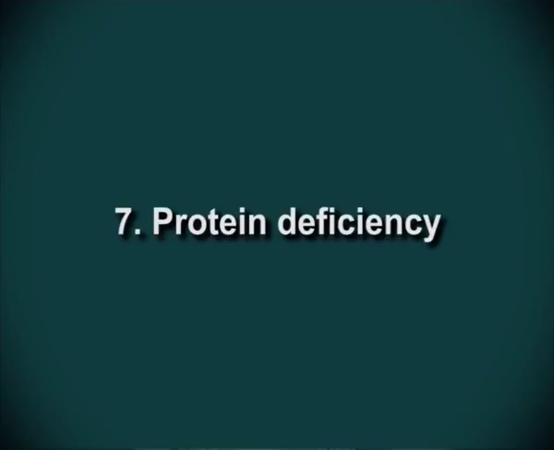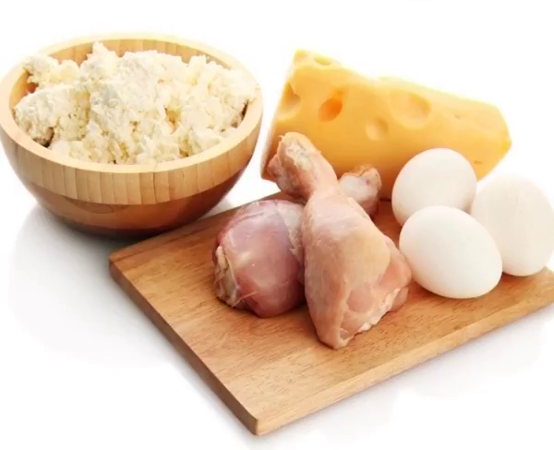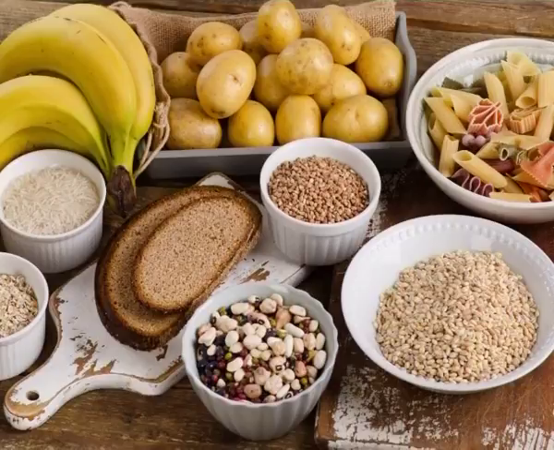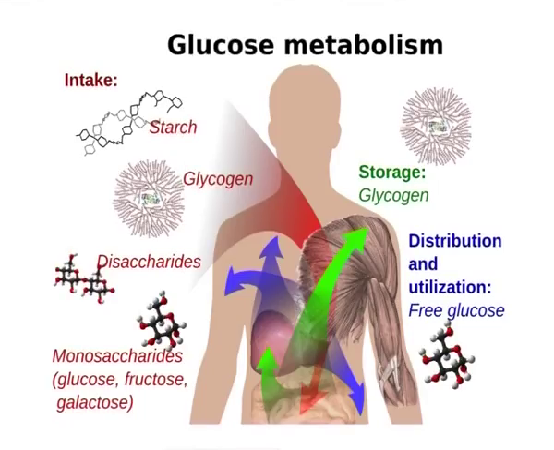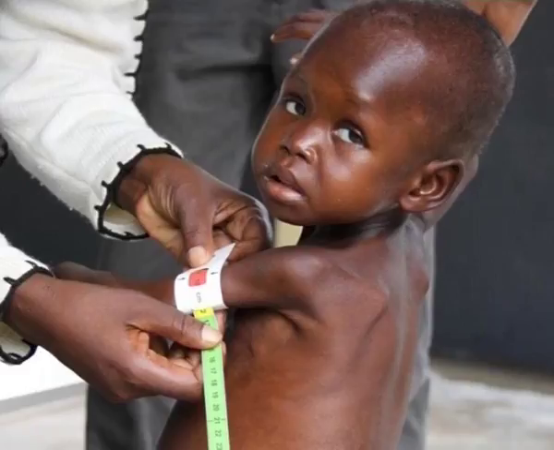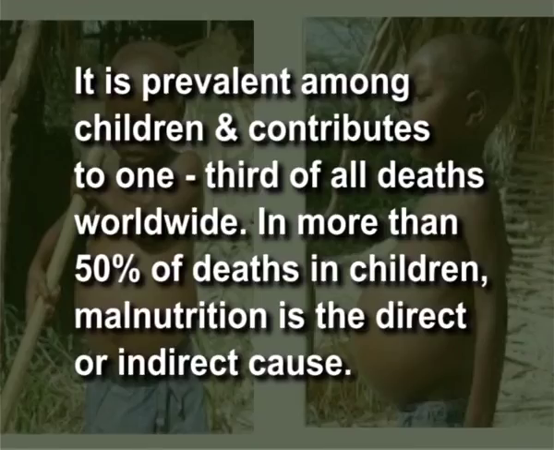The next important subtopic is on protein deficiency. As proteins play a vital role in many body processes, its deficiency results in great damage to numerous body systems. Protein deficiency occurs when energy or protein intake is inadequate. Sufficient energy intake spares dietary and body proteins as they can be used for protein synthesis. When the protein intake, either in terms of quantity or quality or both, is not sufficient during the growth period, the child suffers from the disease known as protein energy malnutrition, abbreviated as PEM. It is prevalent among children and contributes to 1/3 of all deaths worldwide. In more than 50% of deaths in children, malnutrition is the direct or indirect cause. PEM is a silent killer in many children.